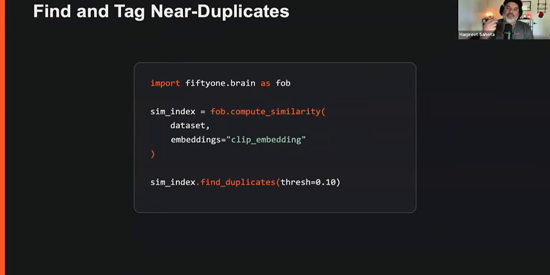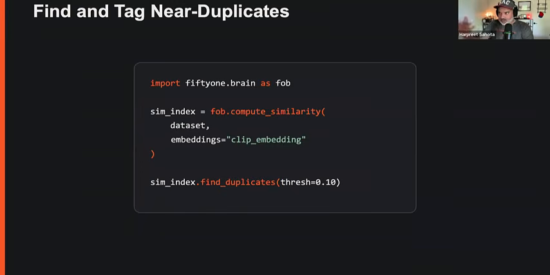Right. So the first thing I want to do is, as soon as I compute the embeddings, compute similarity between every single one of my images, so I can try to identify and find duplicate images. This compute similarity method is going to index our dataset's samples by similarity using those vector embeddings. By passing embeddings equals clip embeddings, we use those pre-computed feature vectors stored in the dataset's clip embeddings field to build a similarity index.